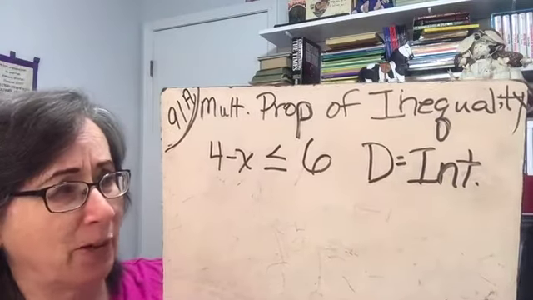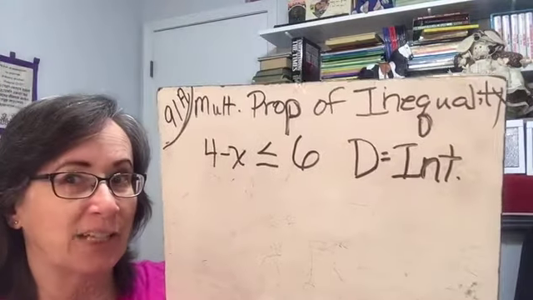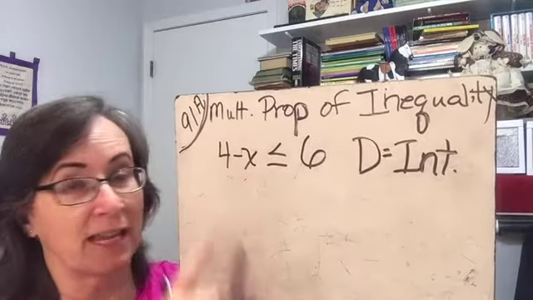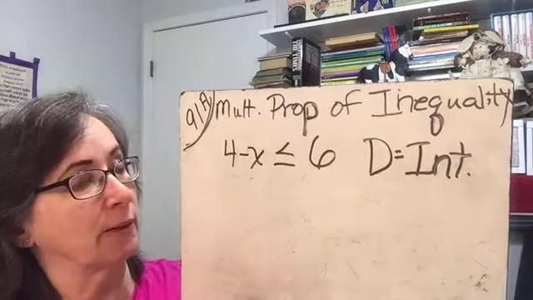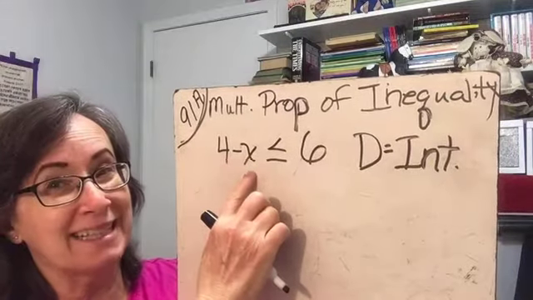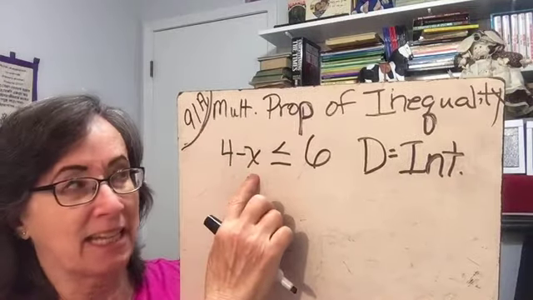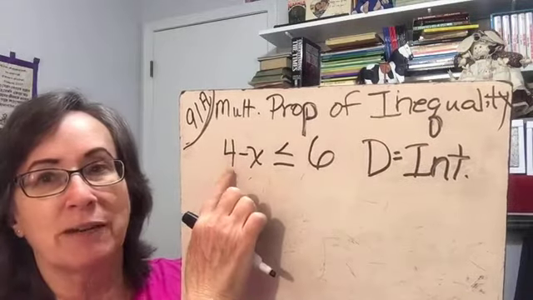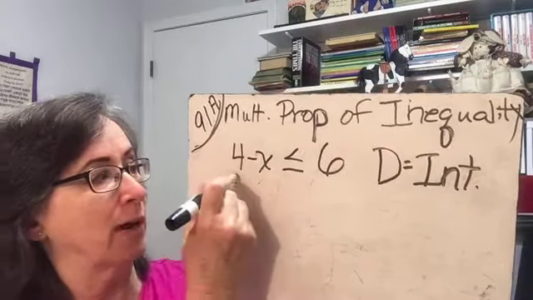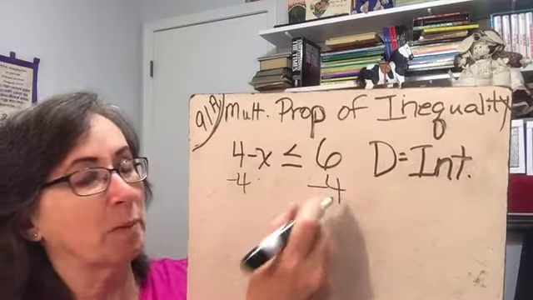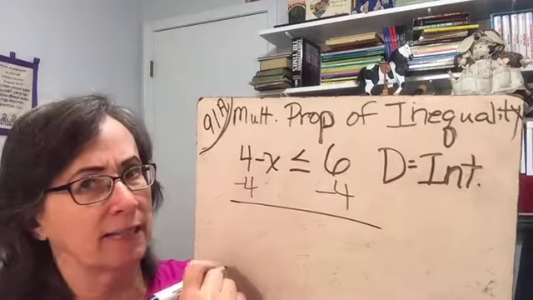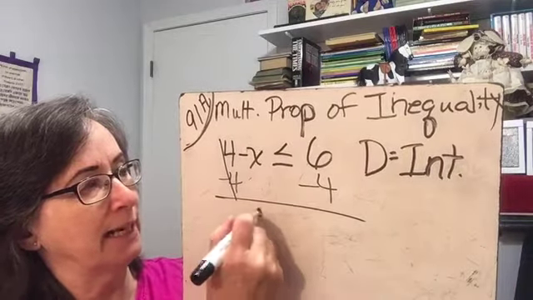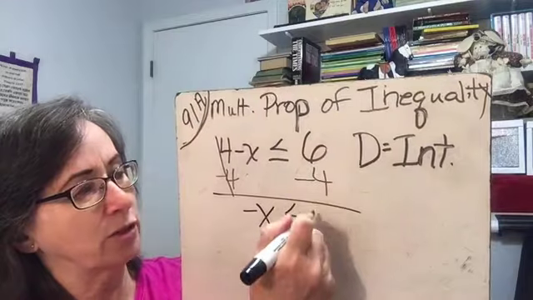All right, on this one, this is the second example. I'm going to have to be very careful because notice that my domain is integers. So I'll just be drawing little balls instead of a line like we just did on the last one. So here, 4 minus x, there's that negative x again. So the first thing I'm going to do is get rid of the 4. So we're going to subtract a 4, subtract a 4. Remember, I can subtract or add all day long without changing my sign. So that's going to cancel out. I'm going to get negative x is less than or equal to 2.